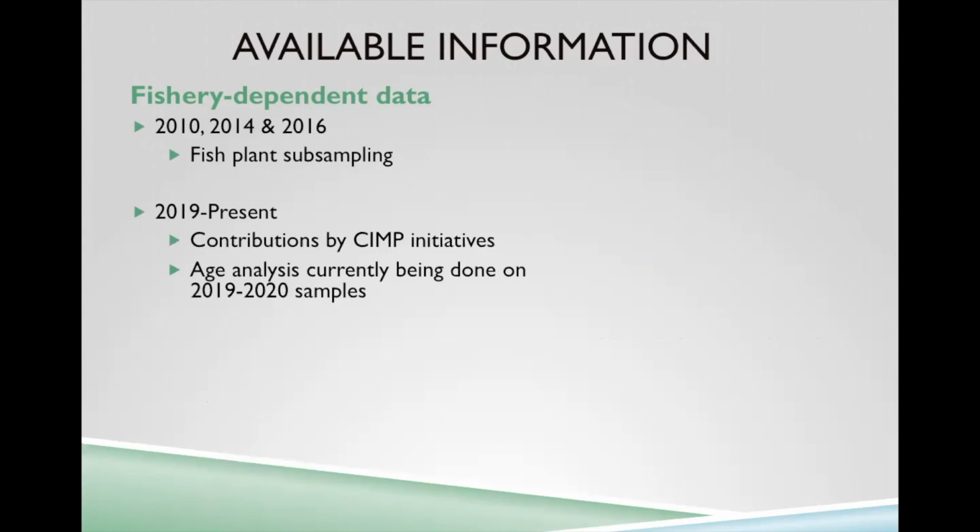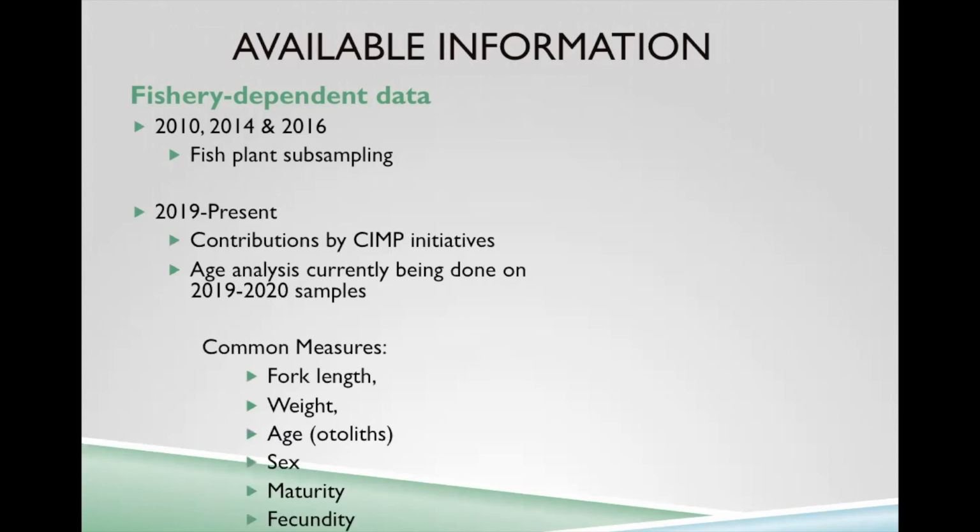So looking at some of our fishery-dependent data then. In 2010, 2014, and 2016, fish plant subsampling was occurring. In 2019 to present, we have the contributions from the cumulative impact monitoring initiatives, including commercial fish sampling and analysis, and currently age analysis is being done on 2019 and 2020 samples. Common measures for this sampling include fork length, weight, age by otoliths, sex, maturity, and fecundity.